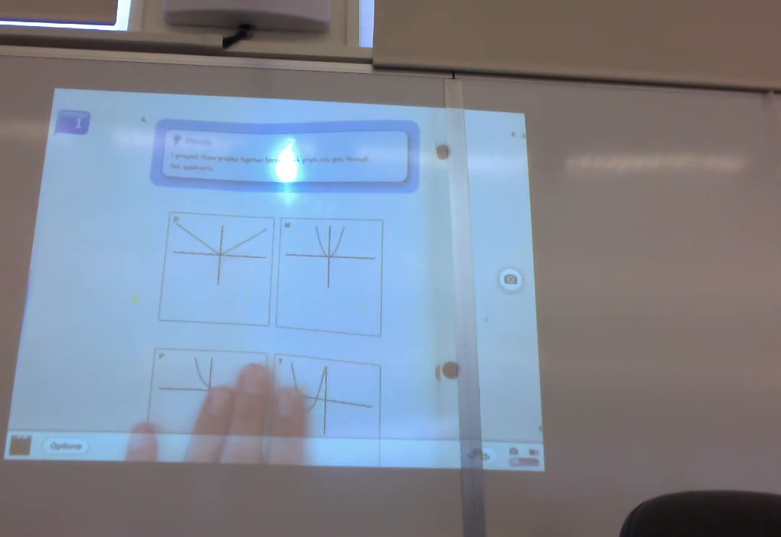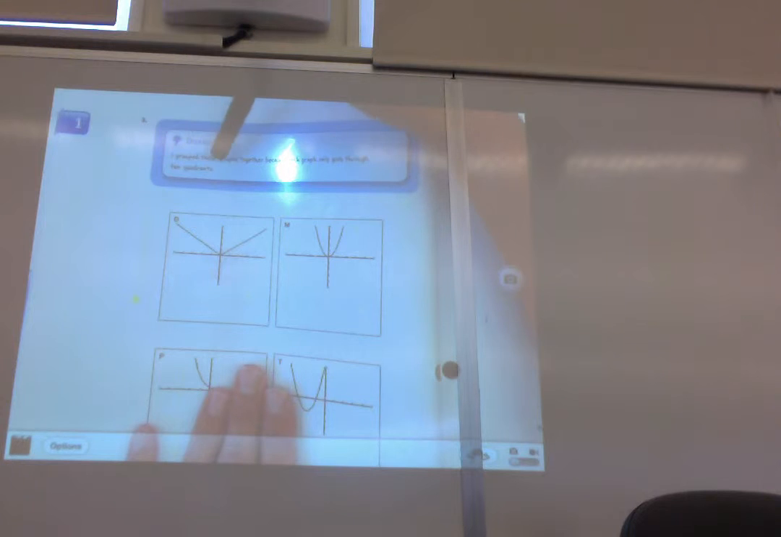This idea of symmetry as a possibility, symmetric or not symmetric, and quadrants. How many quadrants do they go through? Dwayne, I grouped these graphs together because each graph only goes through two quadrants. This was a hard one.